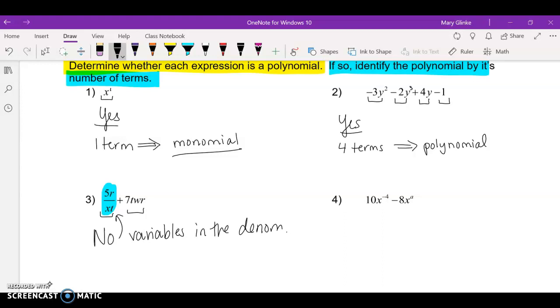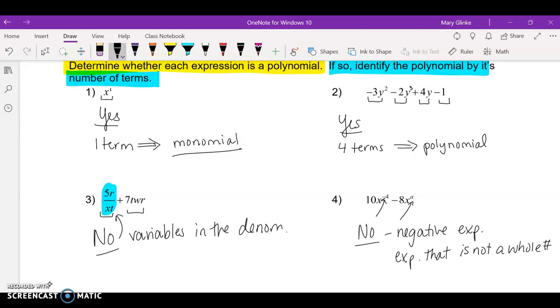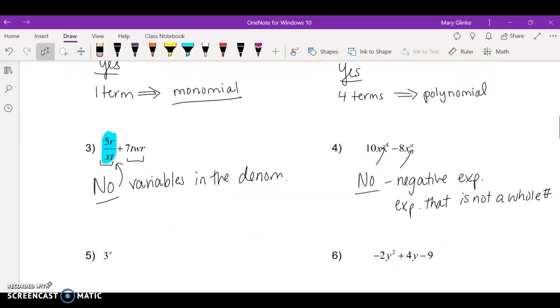How about number 4 here? So we look at this and right away we see there's that negative exponent and that a. This means it is not a polynomial because we have a negative exponent. We also have an exponent that is not a whole number. And since these are not polynomials, we cannot classify them based off of the number of terms.